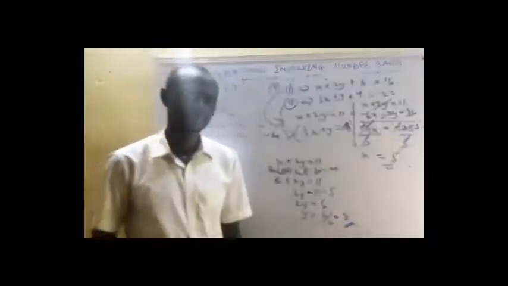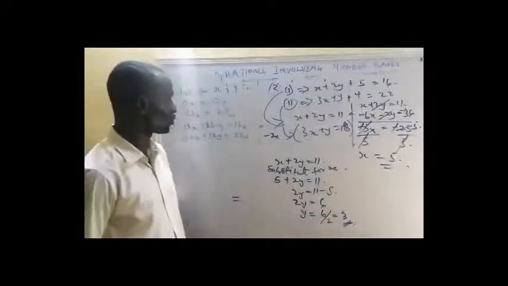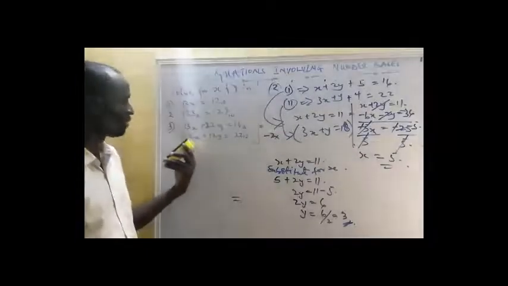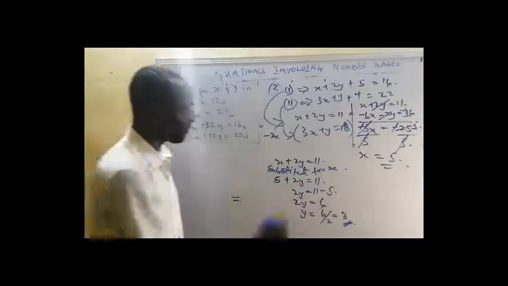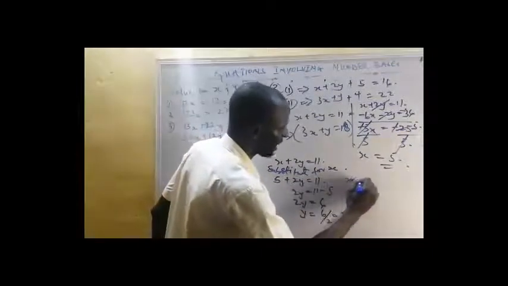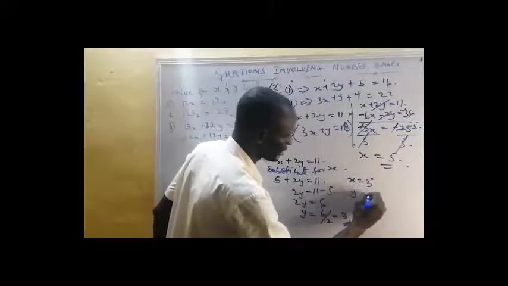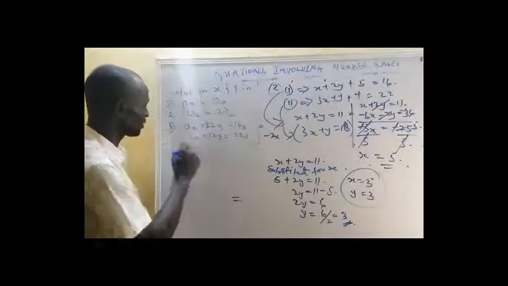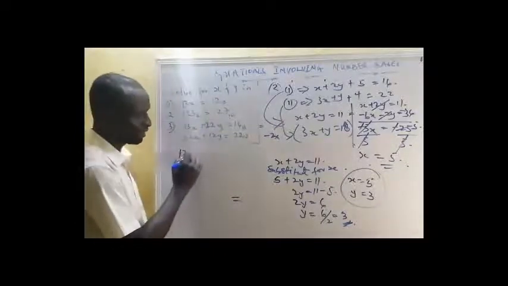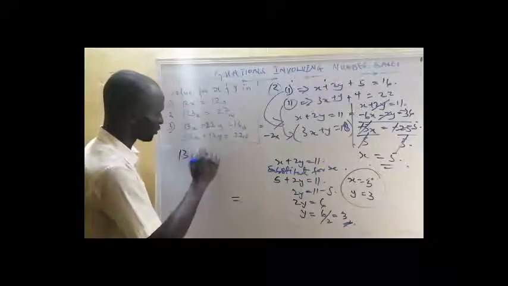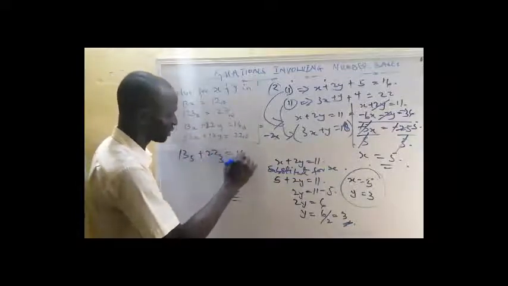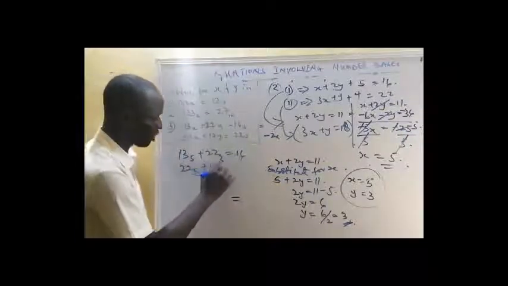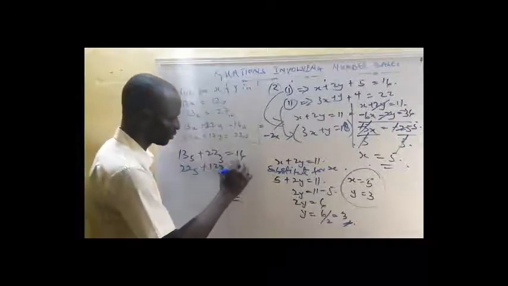Now with this, we have been able to solve this question and come up with the value of both x and y. If x is equal to 5, y is equal to 3. I can put this into this question and I interpret my question to be 13 base 5 plus 22 base 3 is equal to 16. And 22 base 5 plus 12 base 3 is equal to 22.